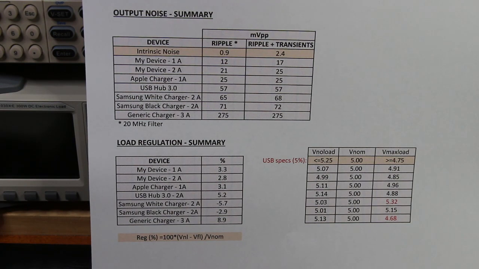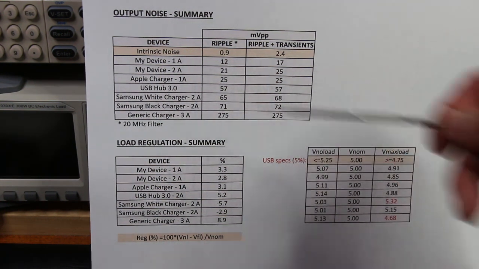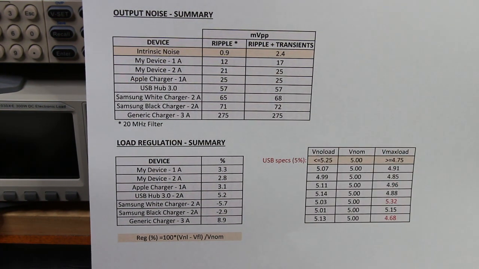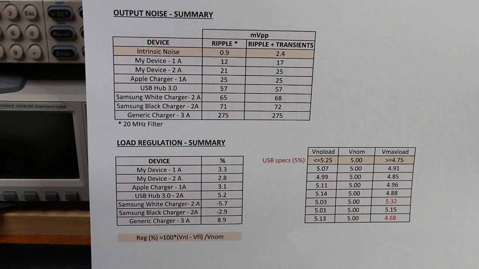And here is the overall summary. This block here refers to the first video, output noise, and these other two blocks down here refer to the load regulation measurements. This line shows the USB voltage specification, plus minus 5%, or from 4.75 volts to 5.25 volts.